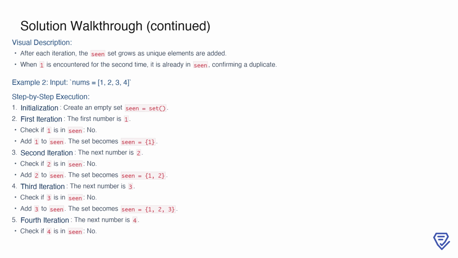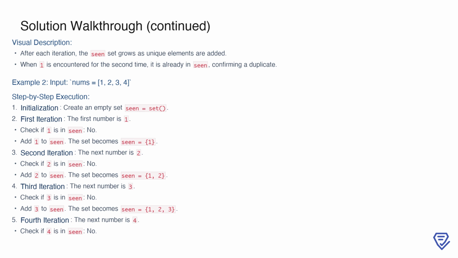Now, let's consider another example where the input is nums equals 1, 2, 3, 4. We begin by initializing the seen set as empty. In the first iteration, the number 1 is not in the set, so we add it, resulting in {1}. In the second iteration, the number 2 is also not in the set, so we add it, making the set {1, 2}.